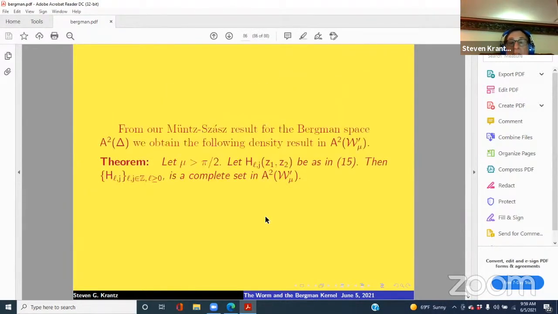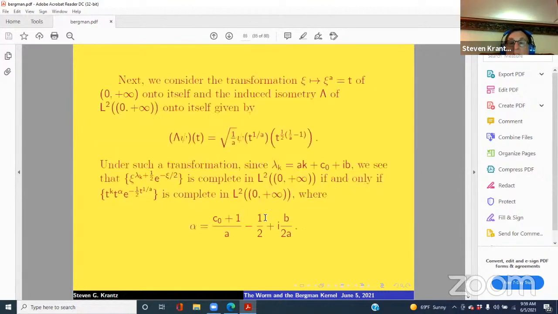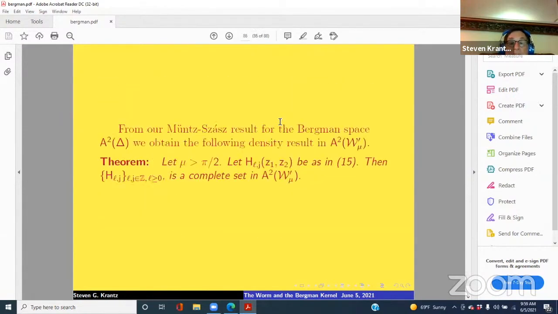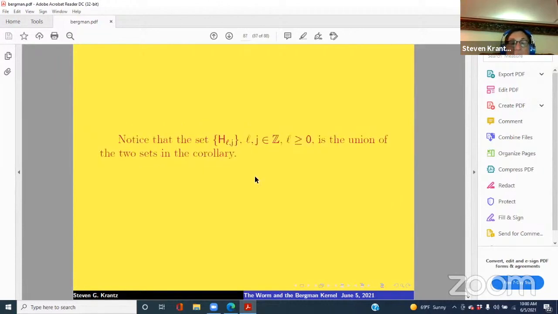From our Müntz-Szász result for the Bergman space A2 of the disk, we obtained the following density result in A2 of W mu prime. Let mu be bigger than pi over 2. Let H_LJ of Z1, Z2 be as in formula 15, where formula 15 is, let me see, here, right here. Then the H_LJs are a complete set in the Bergman space of W mu prime. So this has been sort of the point of all of our hard work for the last 20 minutes. We now have a dense set in A2, and the H_LJs are the union of the two sets in the corollary.